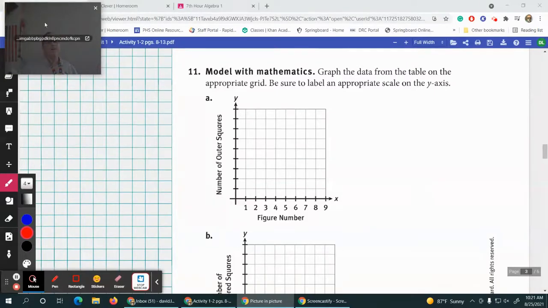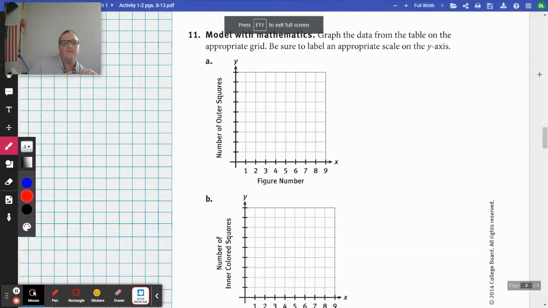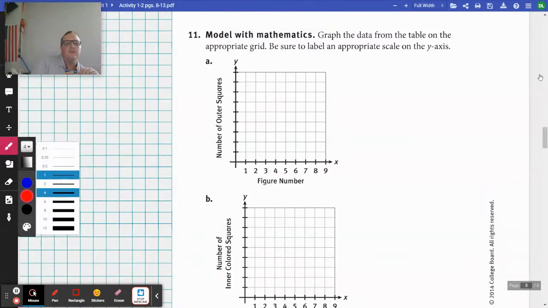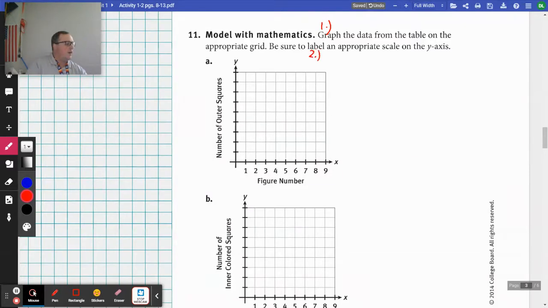So anyway, as this is starting out wonderfully, this is activity 1-2 in SpringBoard Algebra 1. Let's start off where we left off, number 11. It says graph the data from the table on the appropriate grid. So we need to make sure that we graph it. That's the first thing. And then we need to make sure that we label the scales on the y-axis. That's the second thing.